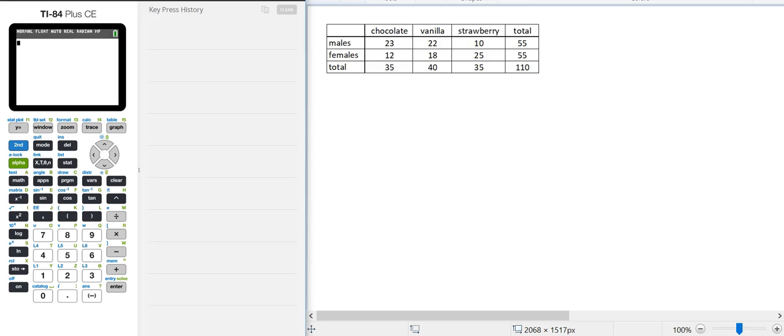In this video, we're going to discuss frequency tables. The table below is a frequency table. It shows how different things are related.